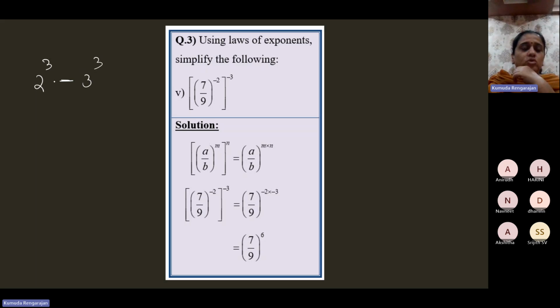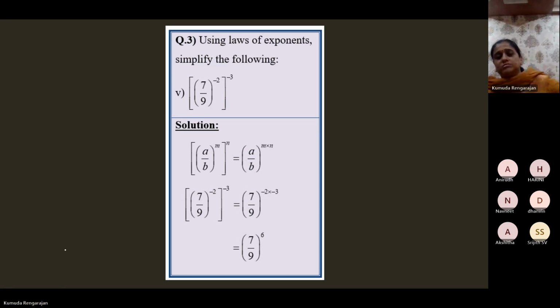Yes, ma'am. So 2 cubed is 2 into 2 into 2, 8. Minus 3 cubed is 3 into 3 into 3, 27. So 8 minus 27 is minus 19. Correct. If there is a rule, you should write the law.